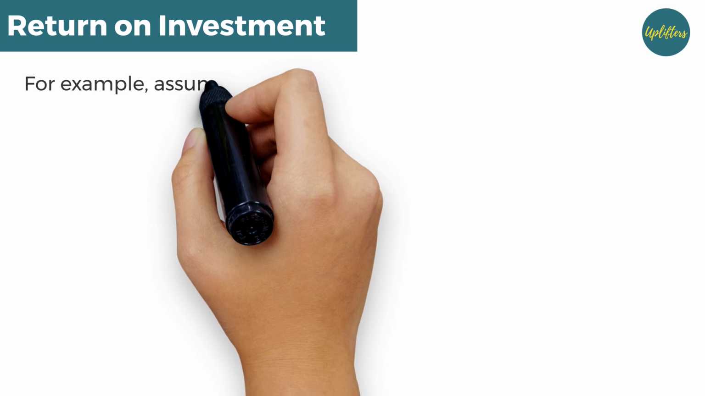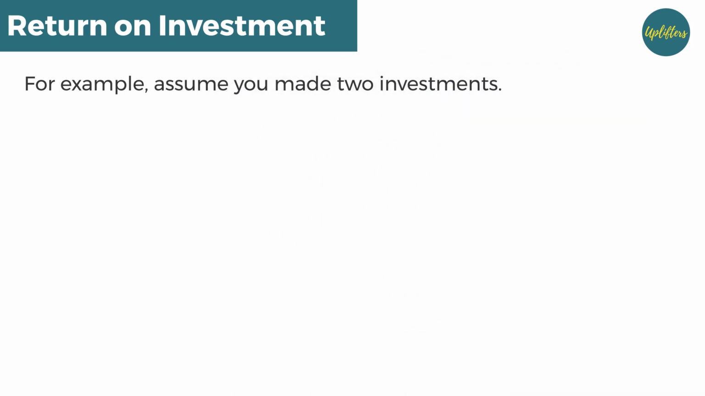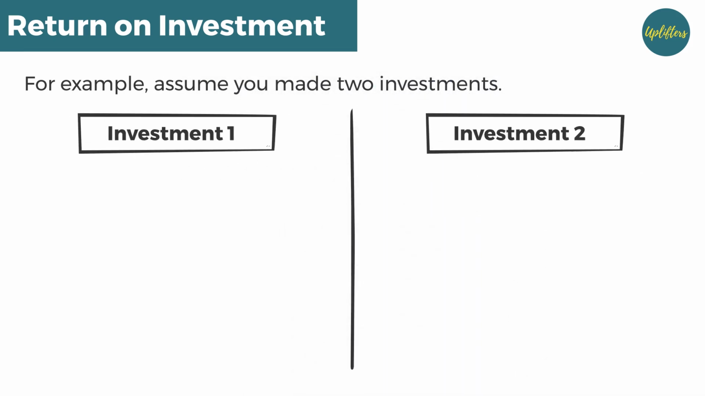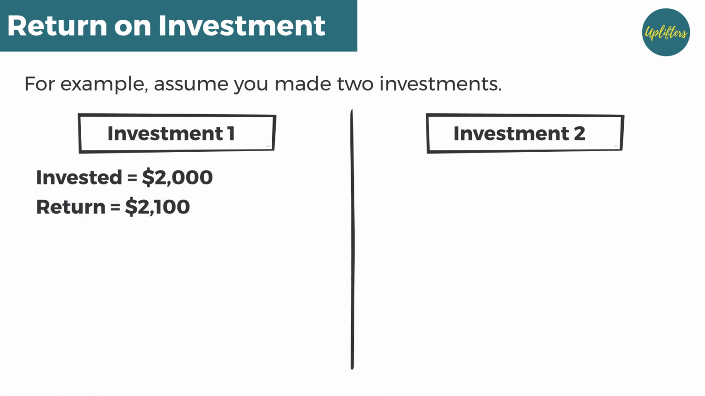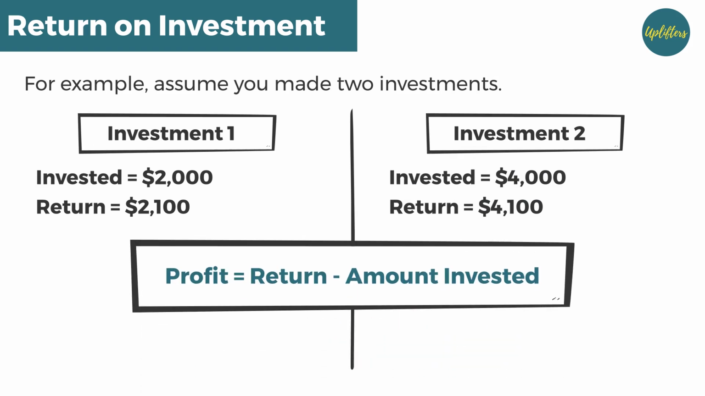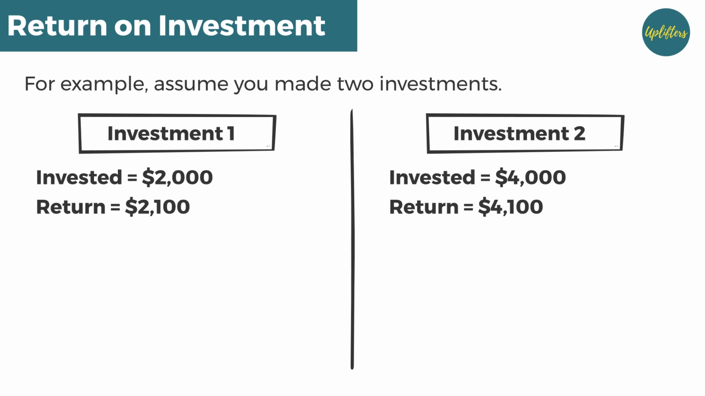For example, assume you made 2 investments. In the first one, you invested $2,000 of your money and got $2,100 back. In the second one, you invested $4,000 and got $4,100 back. The profit is the difference between the total amount you got back minus the amount you invested. Both investments made a profit of $100.